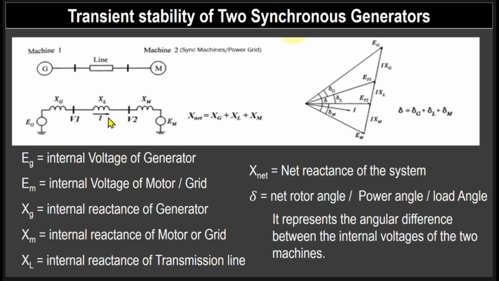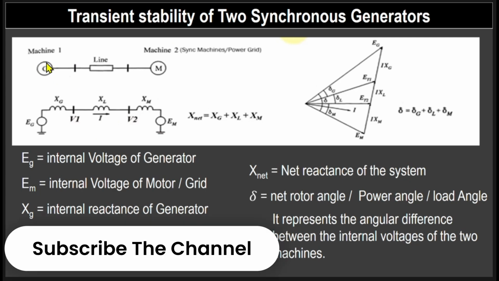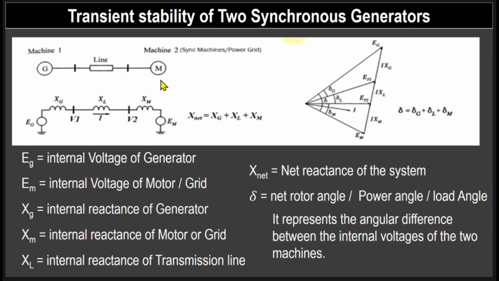In the previous lecture, we have seen this. These are two synchronous machines. Here, the machine is a generator, and this is another machine. It can be a motor, an infinite bus, or just another generator.